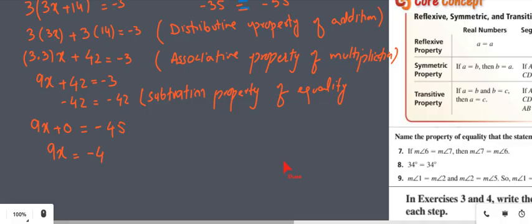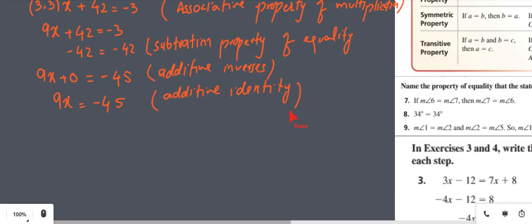And how am I able to do that? By using the additive identity. Even in the subtraction, when I say positive 42 and negative 42, they give me 0 because they are additive inverses of each other. Okay, this is all about the reasons. Moving forward, now my target is to divide both sides by 9.